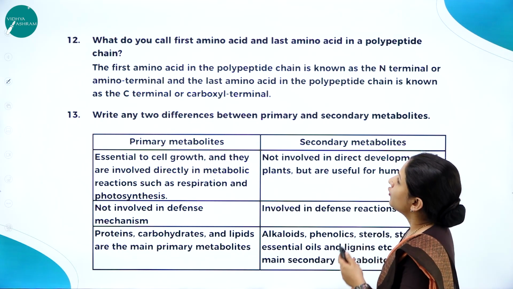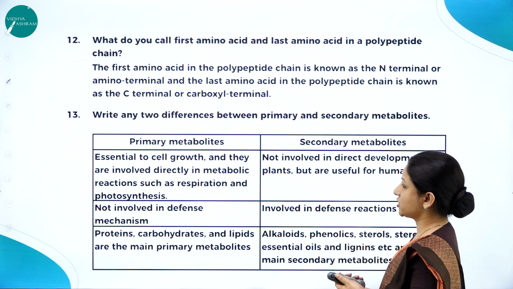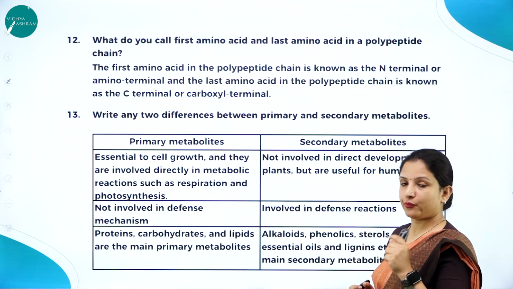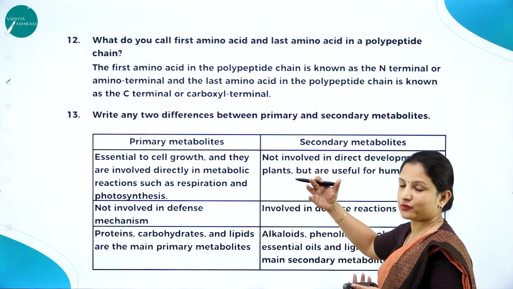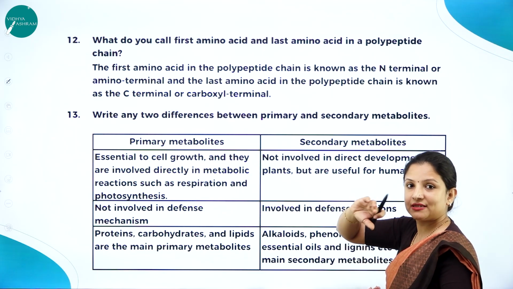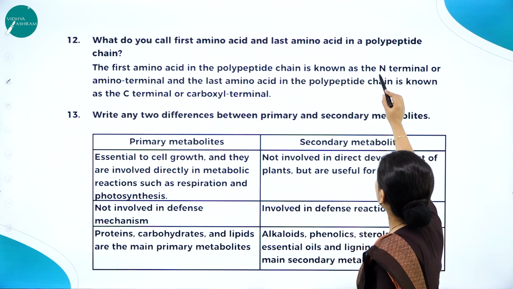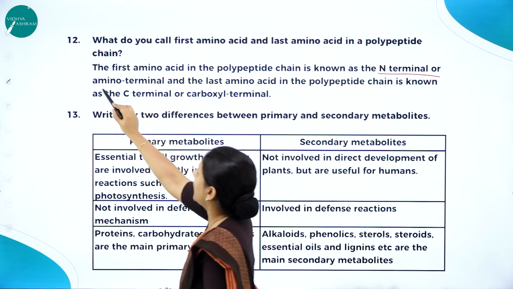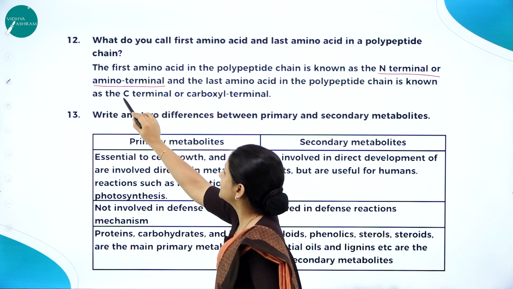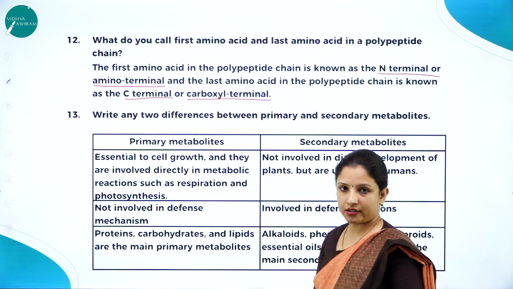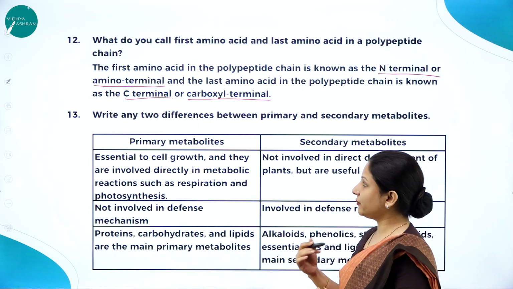So moving further, what do you call the first amino acid and the last amino acid in a polypeptide chain? A polypeptide chain means the proteins, made up of chains of amino acids. There, what do you call the first amino acid and the last amino acid? The first amino acid in the polypeptide chain is called the N-terminal or the amino terminal, and the last amino acid in the polypeptide chain is called the C-terminal or the carboxyl terminal. So you write N-terminal and C-terminal, you'll get 2 marks because each of them you have to mention, you'll get 1 mark each.